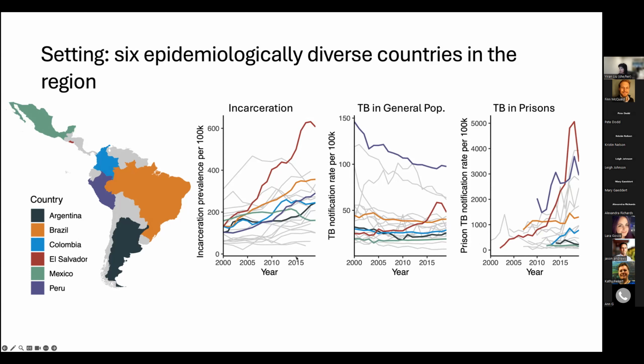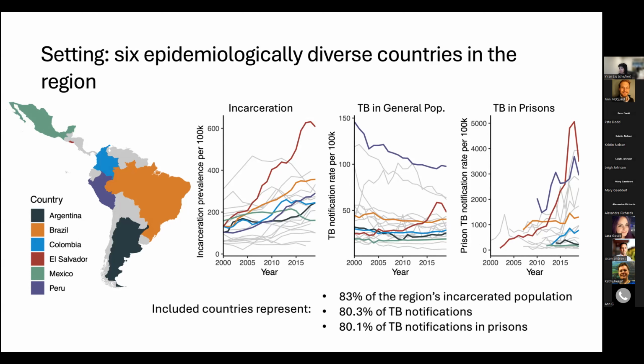And we also were able to account for the majority of the prison population and the burden of TB in the general population and in prisons in the entire region. So across these 6 countries, we're covering over 80% of the prison population and the TB burden.